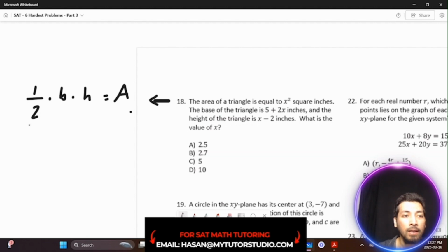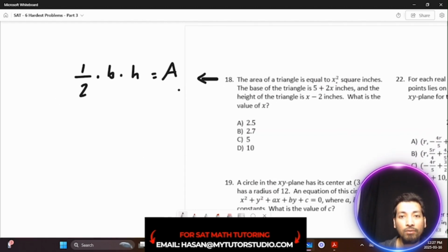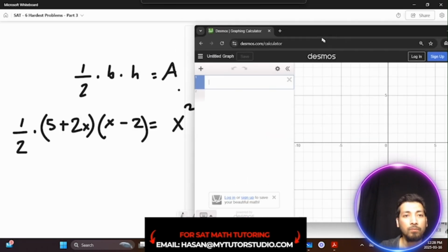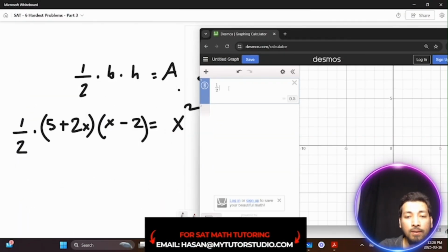the area. Now, if we set up this equation, we see that the area of the triangle is x squared. So area is x squared. And the base of the triangle is 5 plus 2x. So we can write 1/2 times base is 5 plus 2x. Now the height is x minus 2 inches. So this is my height. From here, we just solve the value of x. Let's see how we can use Desmos here. So we have 1/2 times 5 plus 2x times x minus 2 is equal to x squared.